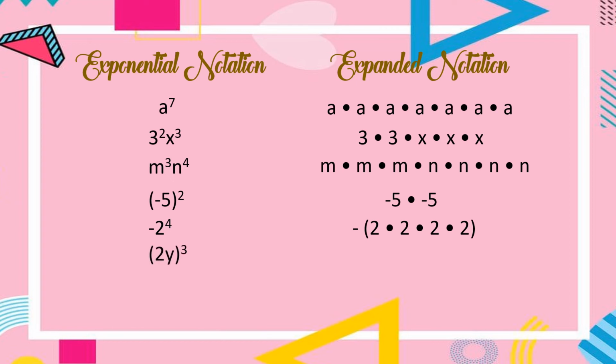Then we have 2y, then quantity to the third power. So, ibig sabihin, si 2 and si y ay merong 3 as their exponent. So, we have 2 times 2 times 2 times y times y times y. Other way of writing there is 2y times 2y times 2y.